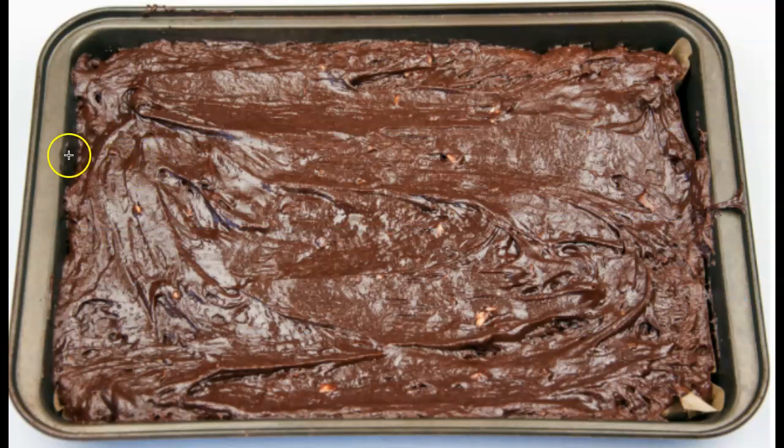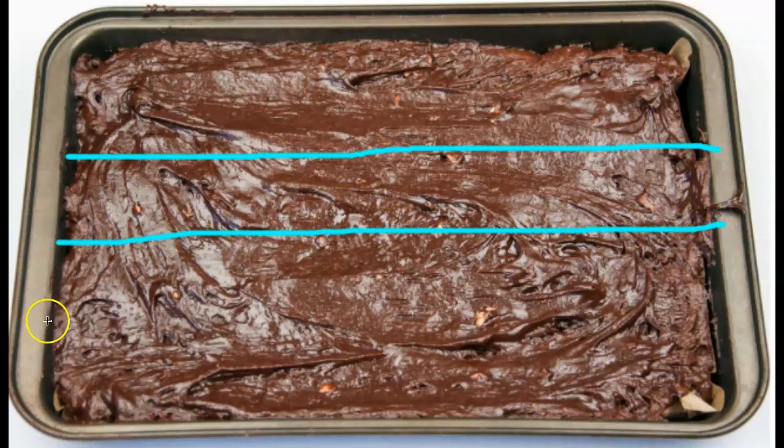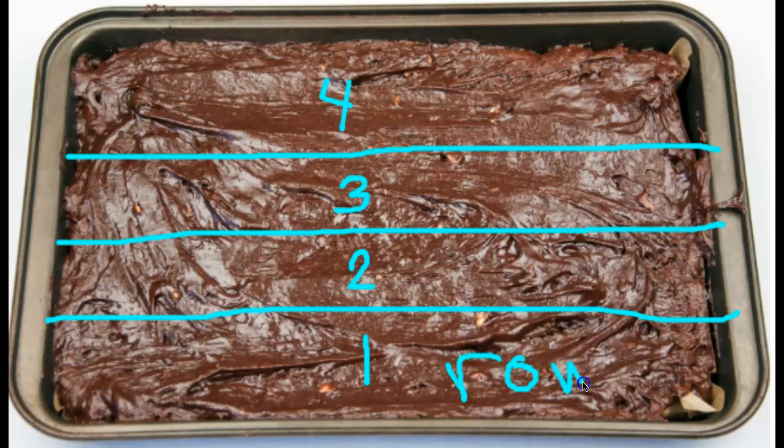Let's try again. Okay, so I have 1, 2, 3, 4. If it's going horizontal, remember I have 4 rows. Or I can make 4 columns.